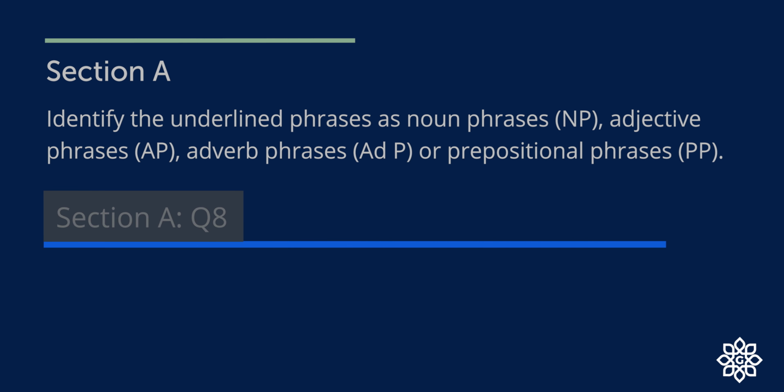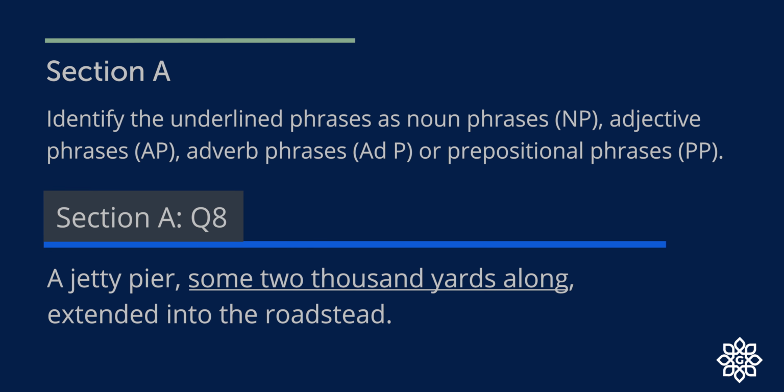Question number 8. A jetty pier, some 2000 yards along, extended into the roadstead. So here it tells more about the noun jetty pier. So this is an adjective phrase.